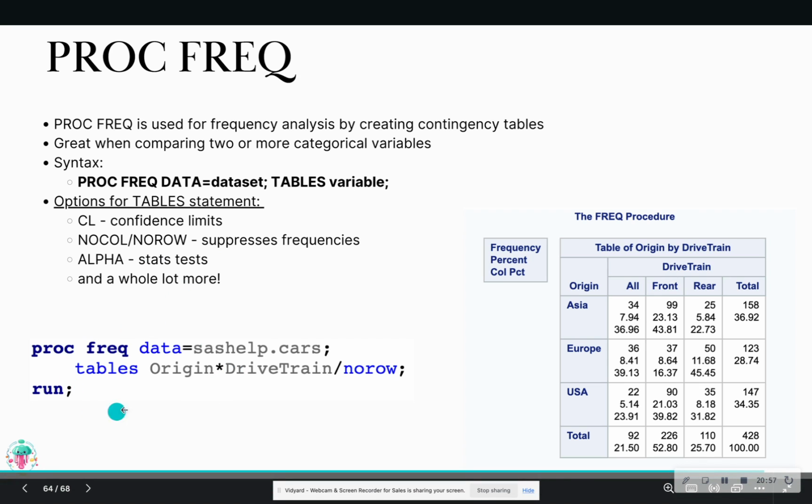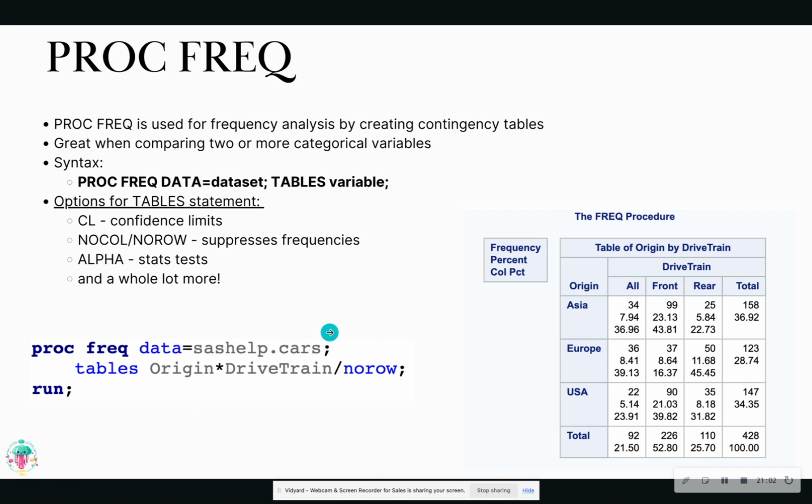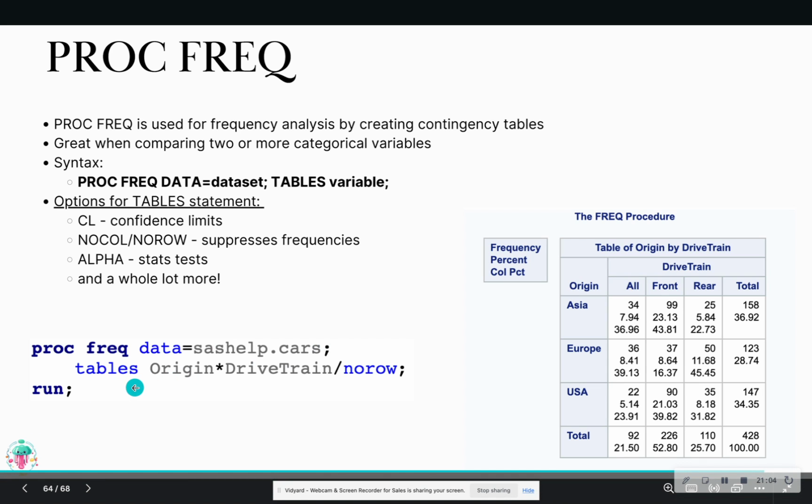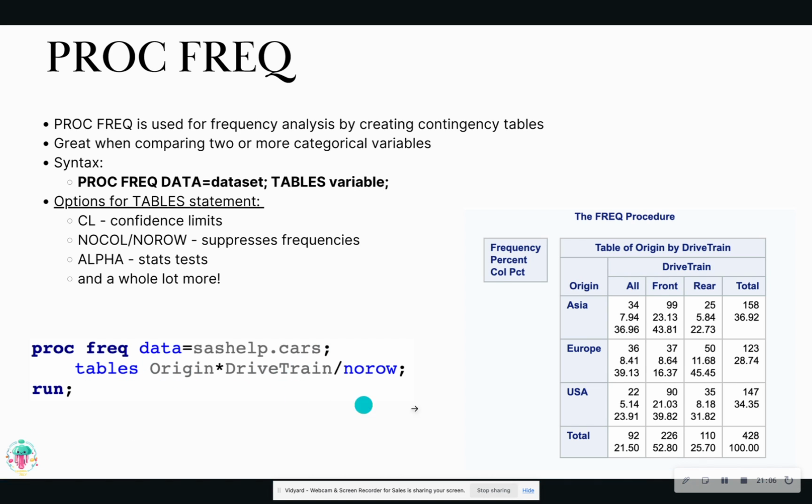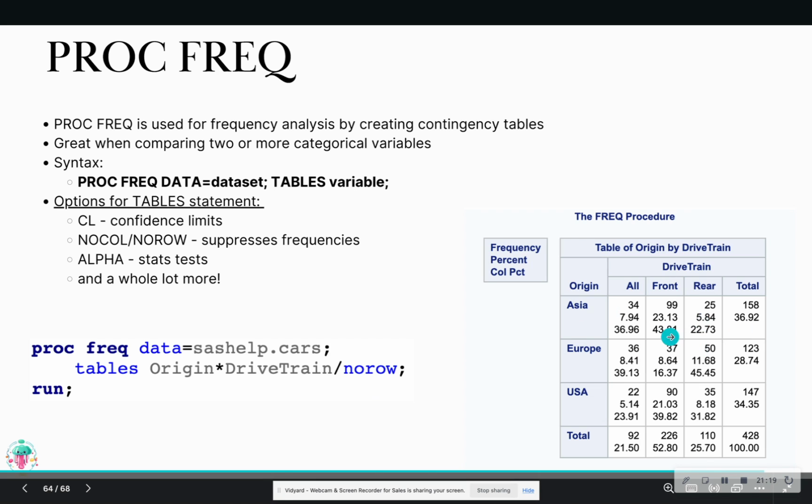So in this example that you see here, we have PROC FREQ, data equals sashelp.cars. And in the TABLES statement, I have my two categorical variables. I'm doing origin by drivetrain. And I'm using a slash to indicate what options I want. And in this case, I don't want any row frequencies. And then I'm hitting run. And this is what I get out.